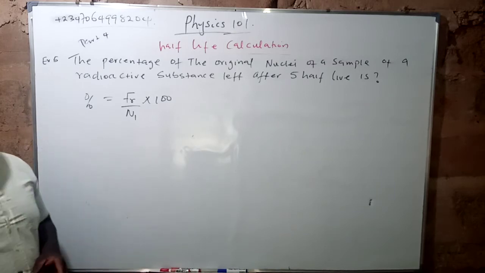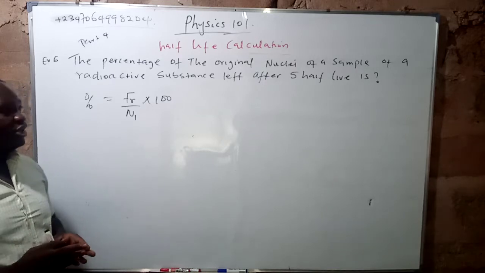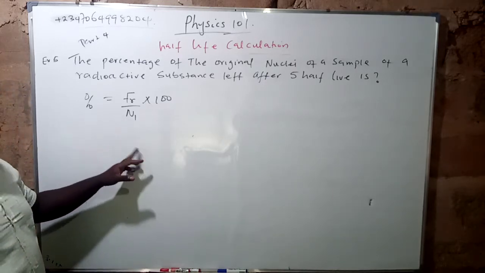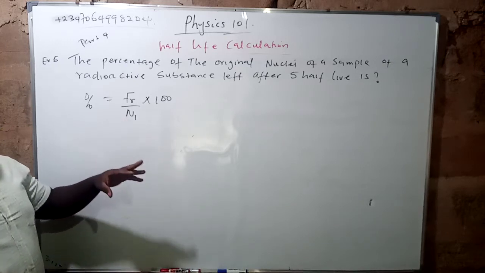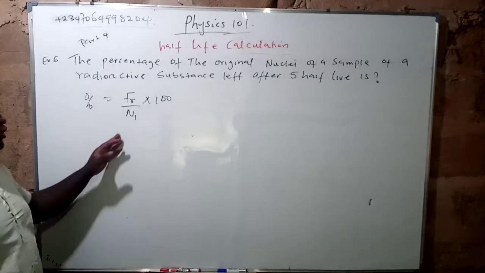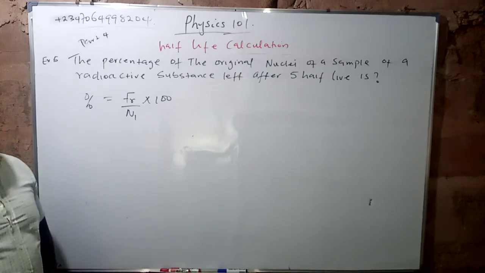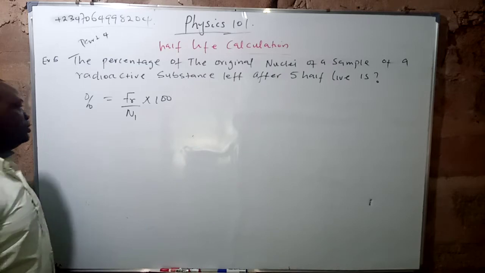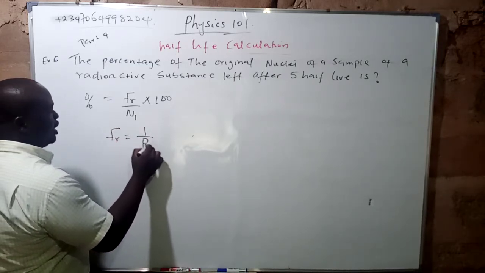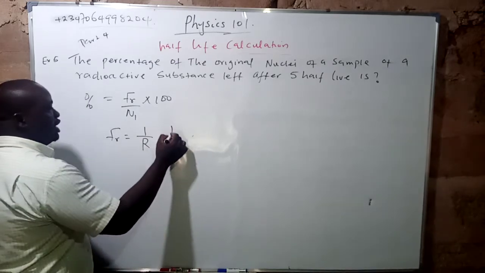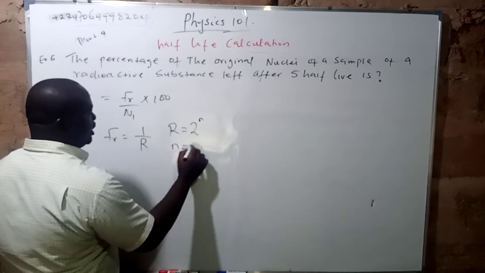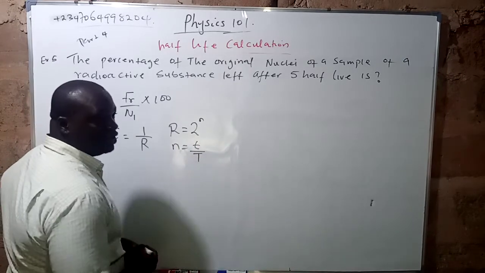Now listen. Under calculation based on percentage, if you are not given your original nuclear sample, like you are not given N1 in the question, your N1 is always 1. Note it very well, please. If you are not given N1 from the question, your N1 is always 1. So already you know that Fr is the fraction remaining, which is 1 all over R. And you already know that your R is 2 raised to the power of n. And you already know that your n is t all over capital T.